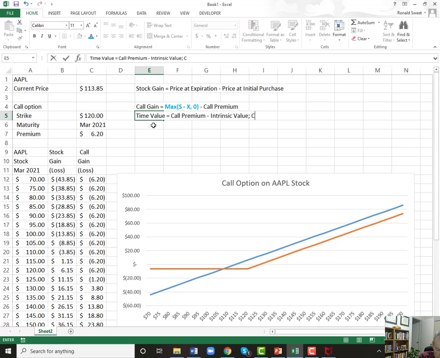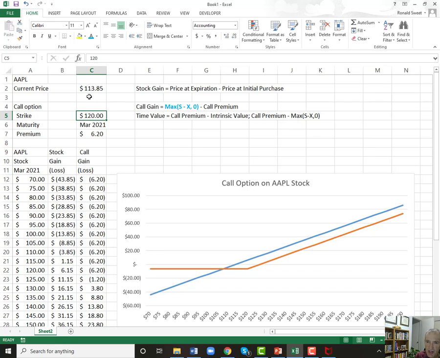That is, it's going to equal the call premium minus the max of S minus X comma 0. When we started out at time 0, what did we have? We had the call premium, 6.20, minus 113.85 minus the strike. That's a negative number, so 0.